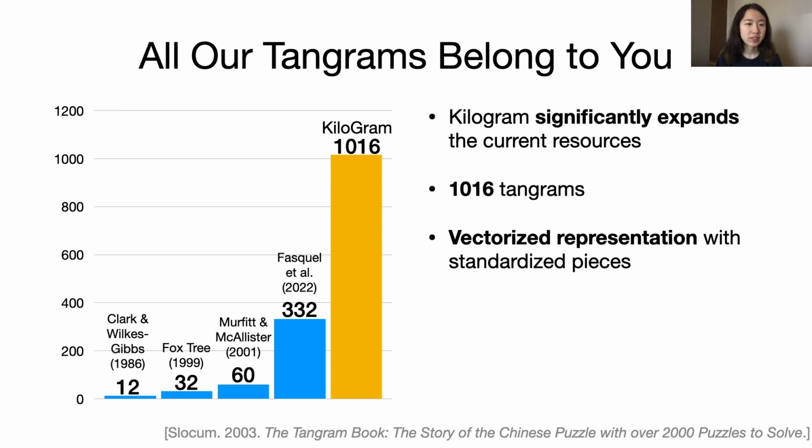Previous research using Tangrams is based on a small set of Tangrams. At its base, Kilogram is a resource that is orders of magnitude larger than the previous resources. As we can see on the left, we scanned 1016 Tangrams from the Tangram book and vectorized them into SVGs. So that rather than the traditional usage of an unstructured image, this representation allows us to directly manipulate each individual piece in the Tangrams.